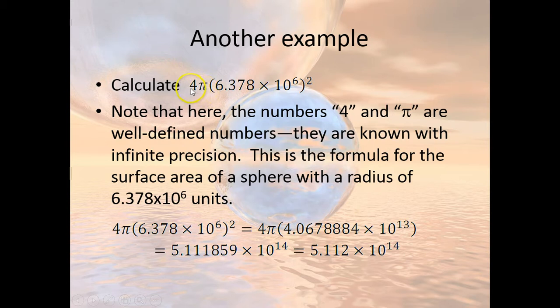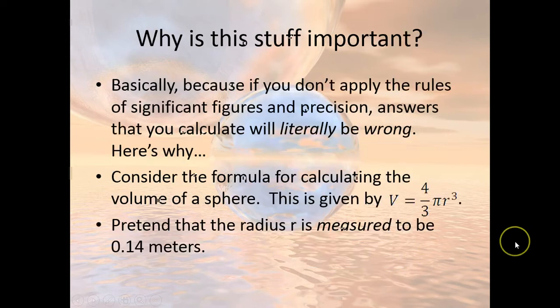This is the formula for the surface area of a sphere with a radius given by this number, which is actually the radius of Earth in meters. So the 4 and the pi are going to be exact because they are part of the formula. So the answer is good to 4 sig figs, so 5.112 times 10 to the 14. And if this is meters, then this answer would be meters squared for the units.